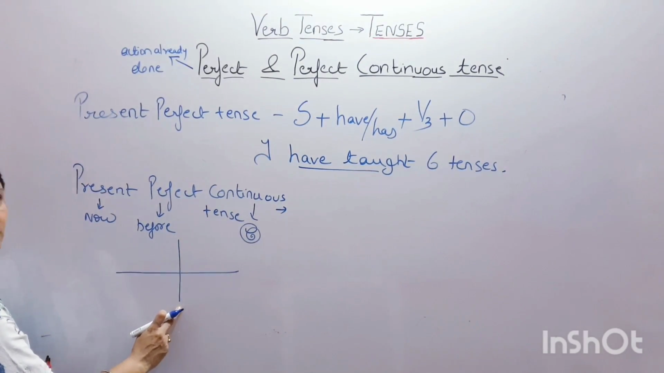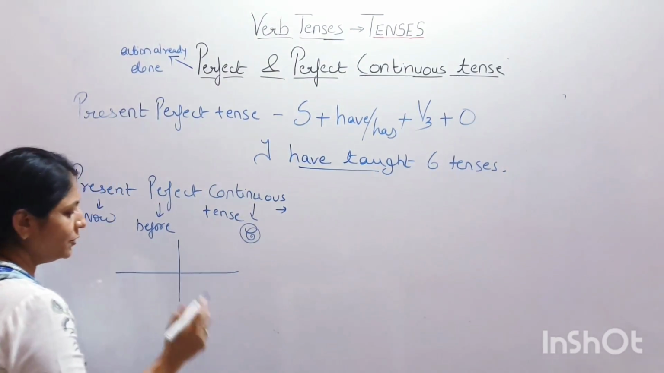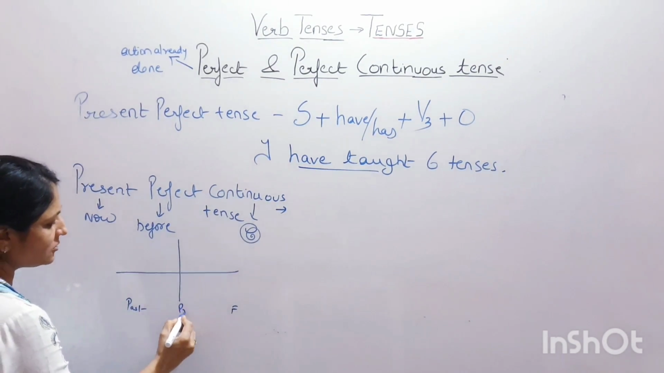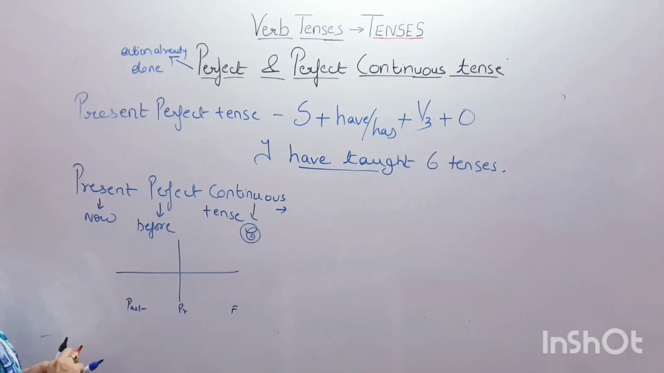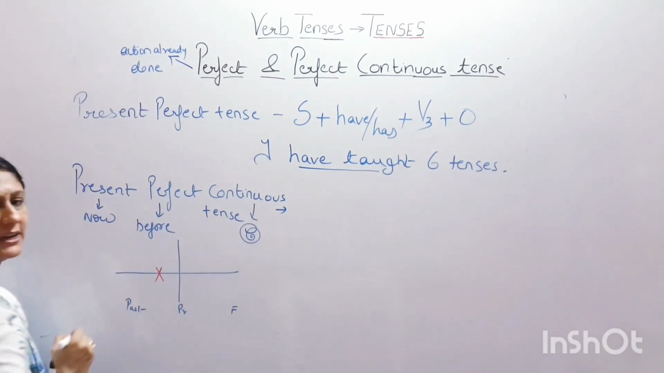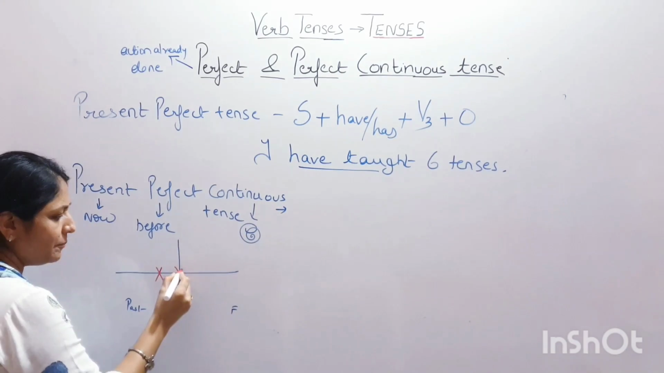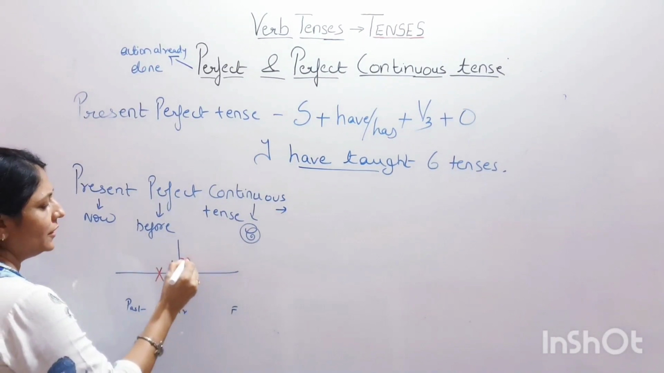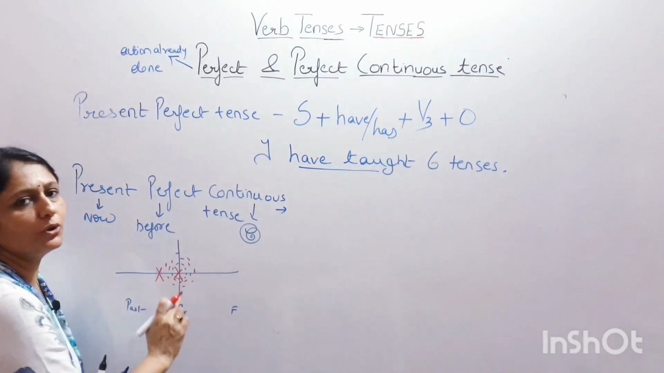This line is your present and this portion is past and this portion is future. Let's consider this as future, this as past and this is your present. Now, how do we demarcate present perfect continuous tense? It means an action that started in the past, is continuing till the present, is right now also going on and on and on, and it is not specified when it is going to end.